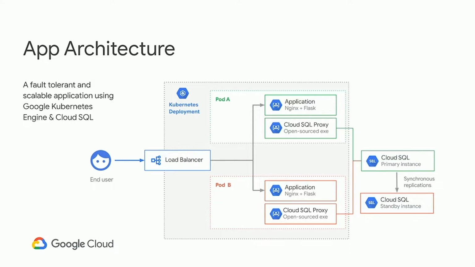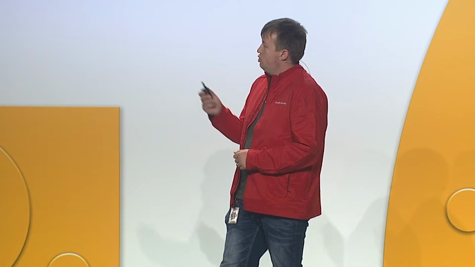So we talked about pods earlier. That's an atomic unit. The pods are inside a deployment. So we're going to tell Kubernetes, hey, we have a deployment. The deployment is going to manage the pods for us. The load balancer is going to direct traffic to all of the pods, and the pods are going to connect to our Cloud SQL instance, and our Cloud SQL instance has high availability, so it's got a synchronous replication to a standby instance. If we take a look inside the pods, you can see we have 2 different containers.